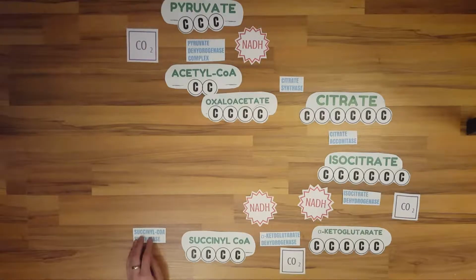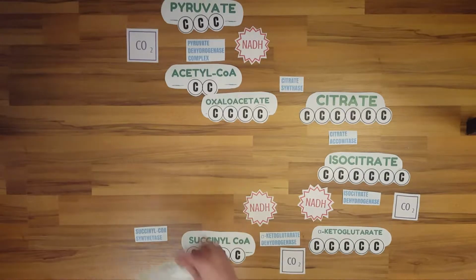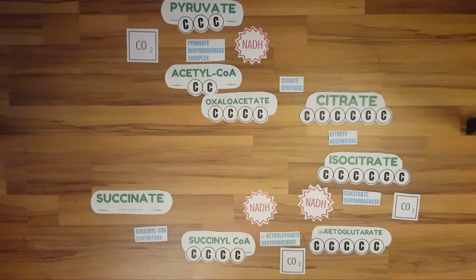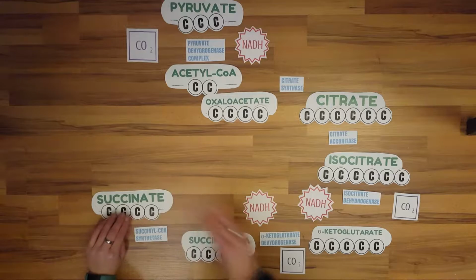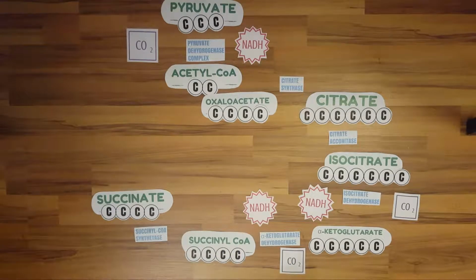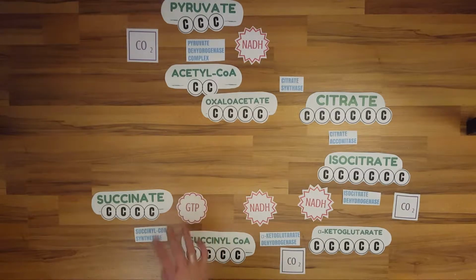After the formation of succinyl-CoA, the succinyl-CoA synthetase enzyme produces succinate, which is still a 4-carbon backbone molecule. During this process, a molecule known as guanosine triphosphate, or GTP, is formed. This molecule is also a molecule used for energy that is similar to ATP.